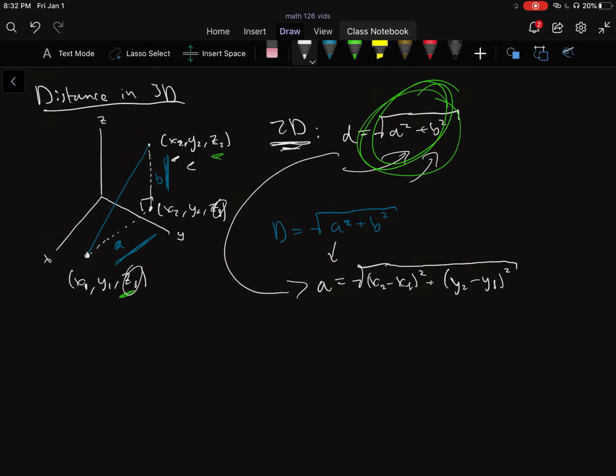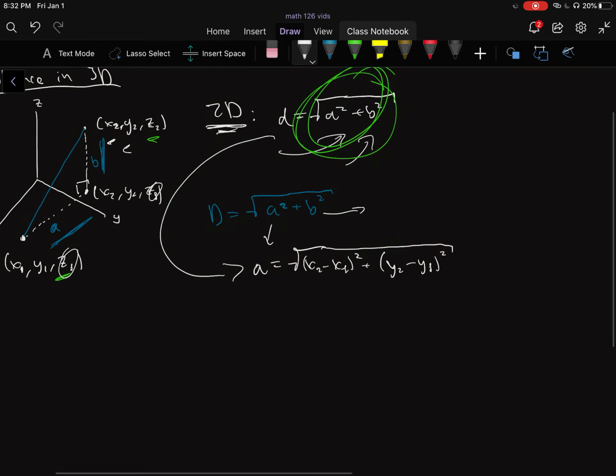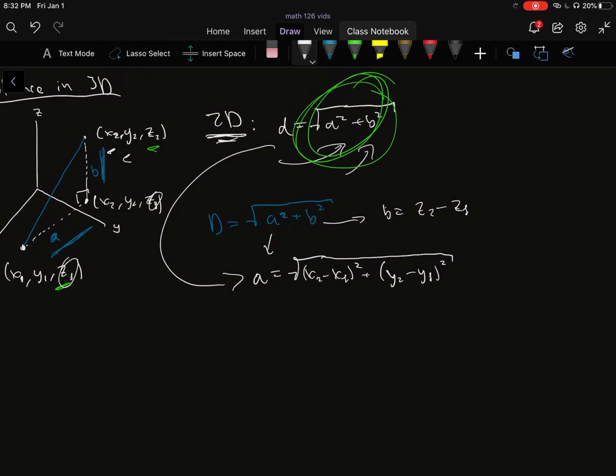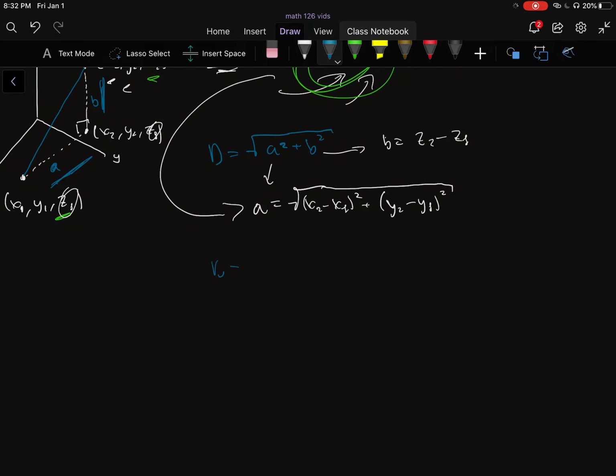Now, how do we find the length of b? B is literally just the difference in height of z, because we said it's right below it. So b is just going to be z2 minus z1. Now that we have our a and b values, we square them and plug them back into the original equation.